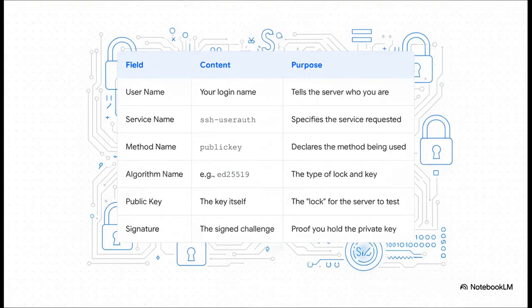And this table shows what your computer sends back to the server. You've got the basics in there, your username, the service you want, the type of key, but the real magic, the mic drop, is that very last item, the signature. That is the solved puzzle box. It's the cryptographic proof that you, and only you, have the private key that could solve the doorman's challenge.